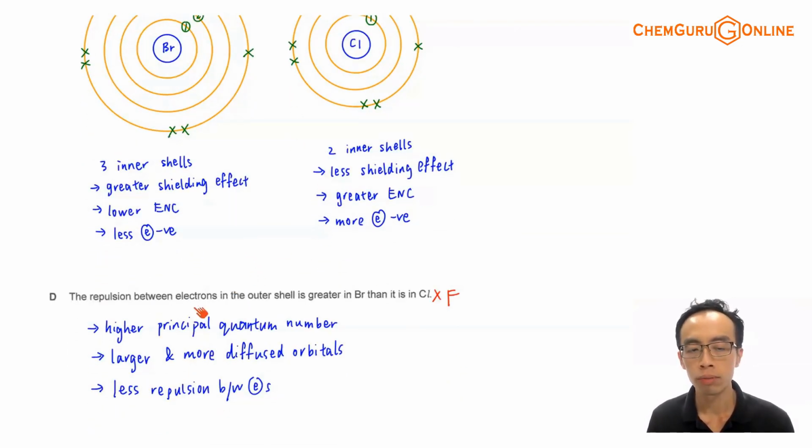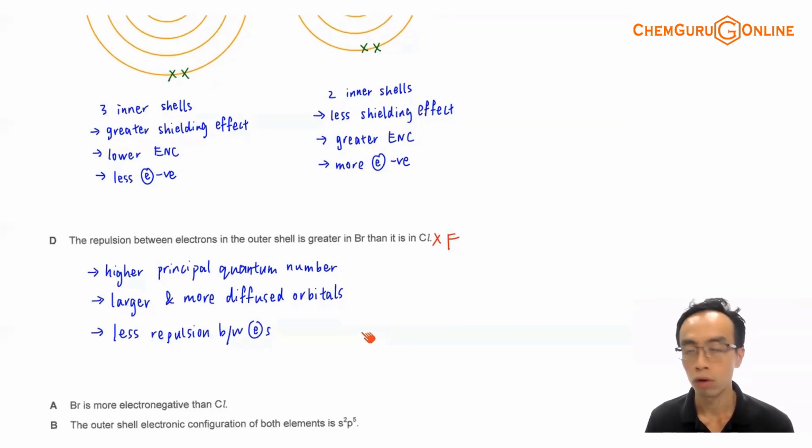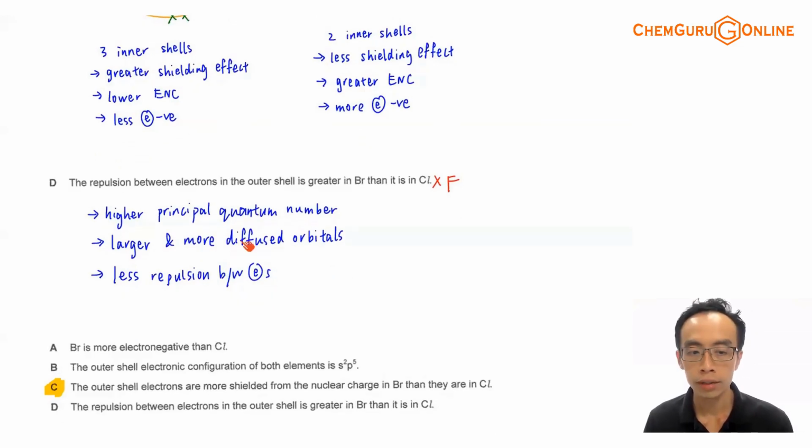Now statement D: the repulsion between electrons in the outer shell is greater in bromine than it is in chlorine. This statement is false, because for bromine, with a bigger period and a higher principal quantum number, we expect the valence electrons to be in bigger and more diffuse orbitals. So this will mean that there will actually be less repulsion between my electrons. So statement D in this case is false. The answer to question 2 will be option C.